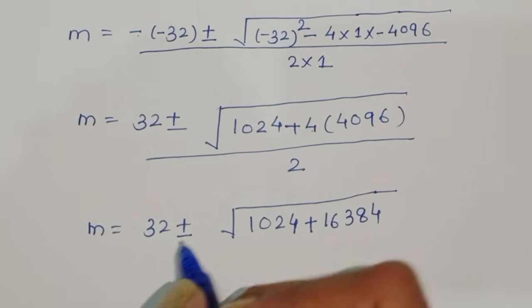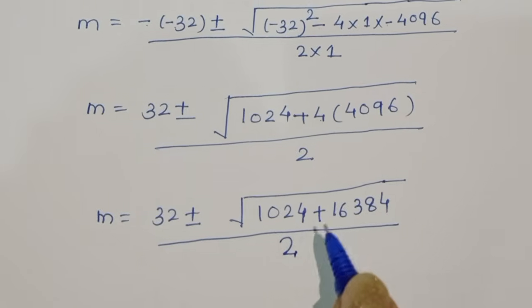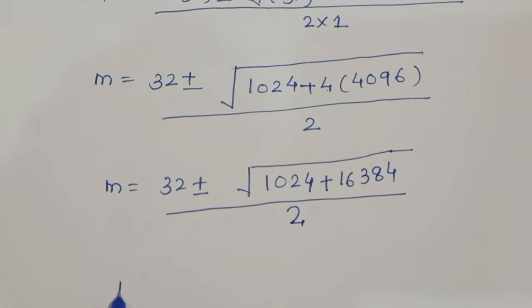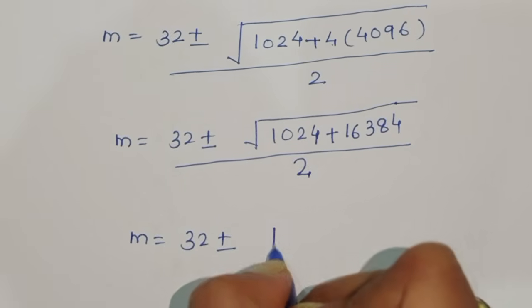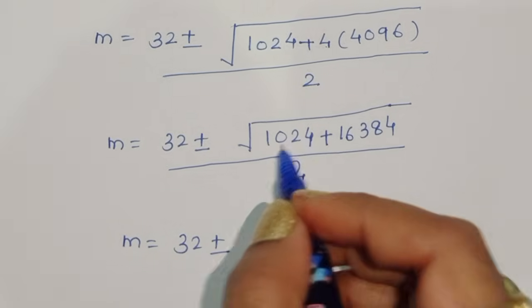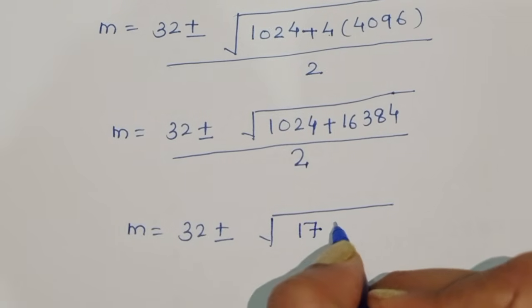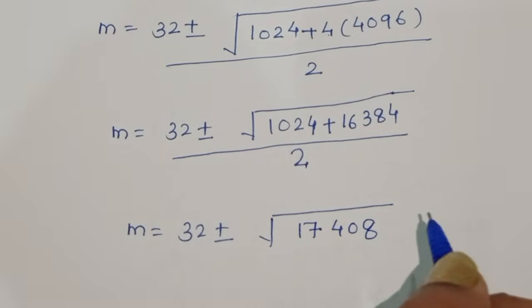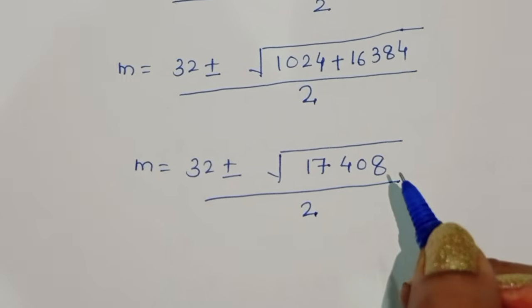16,384 divided by 2, right? Now m is equal to 32 plus minus square root of, now we have to add this term, so we will get here 17,408 divided by 2. So this is the value of m.